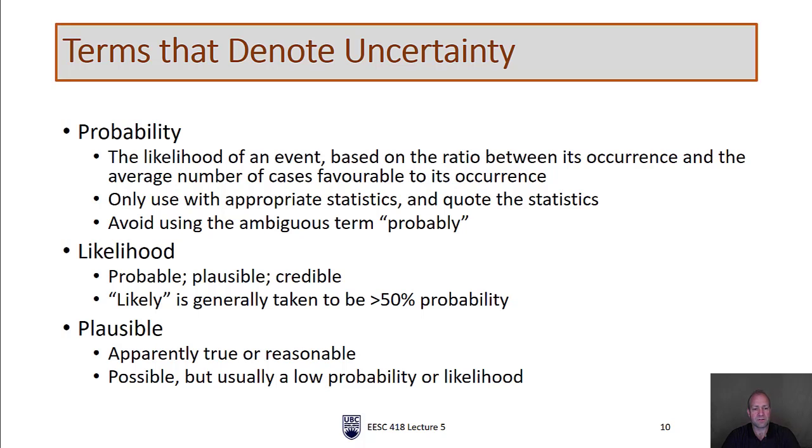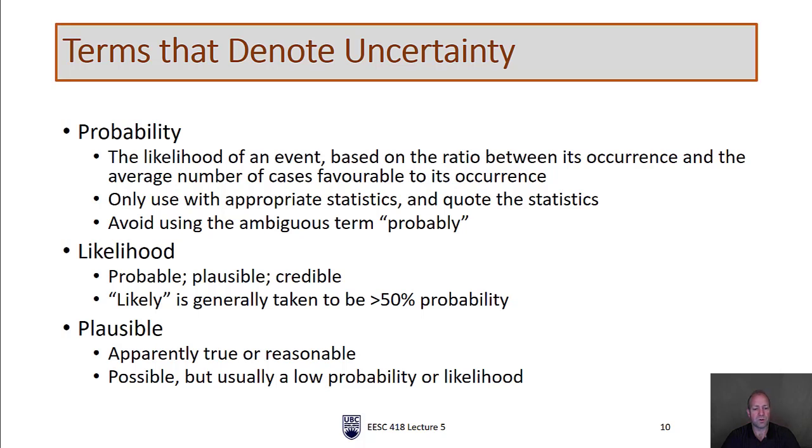Now, this is closely related to the word probably. We would generally avoid the word probably in technical writing. It's somewhat ambiguous and not very specific to what that probability is. So if we use probably or probability, we really need to have a number between 0 and 1 derived by some statistical measure that we can cite.